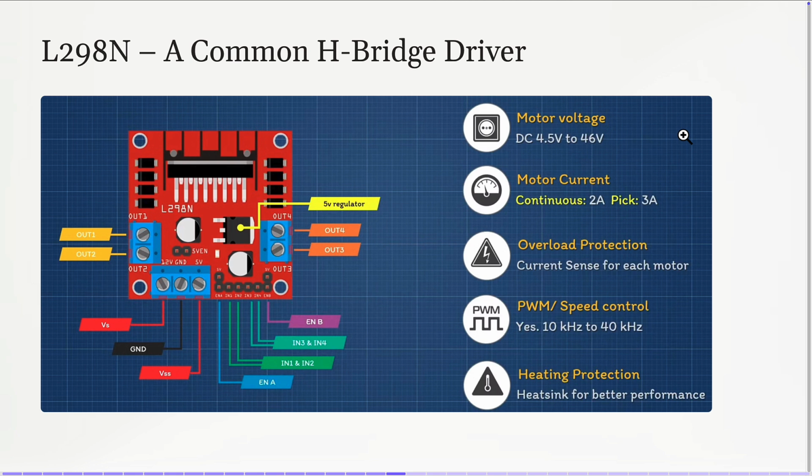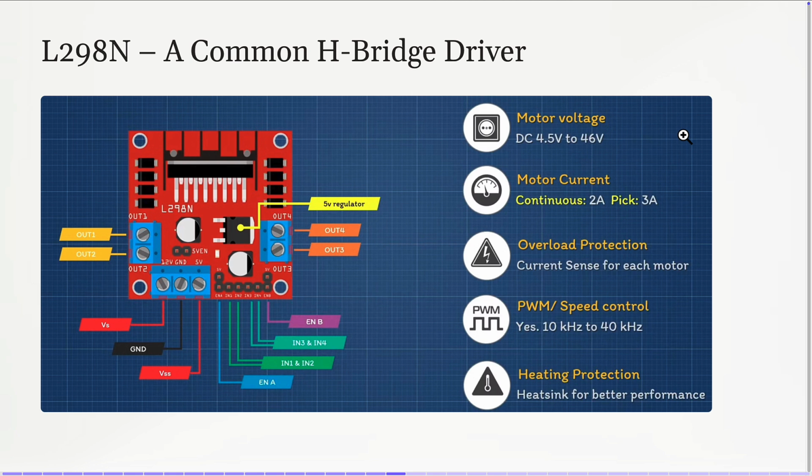We have the input. We provide the input voltage, whether it is 12 or a different voltage. This is the ground, and this will provide a 5-volt input. And now, these three pins will control the motor A, the first motor. And these three pins will control the motor B. So this is what we call in1, in2, and ENA. So this is related. What is the ENA? To control what? The speed. So ENA, it controls the speed.